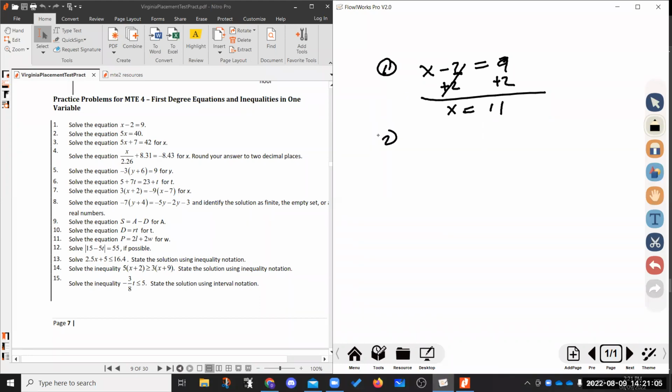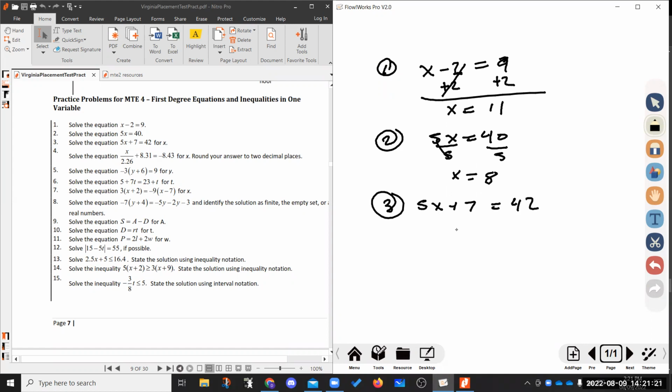Problem number 2 asks us to solve 5x is equal to 40. Divide both sides by 5. X is equal to 8. Problem number 3, 5x plus 7 is equal to 42. It asks us to solve for x.